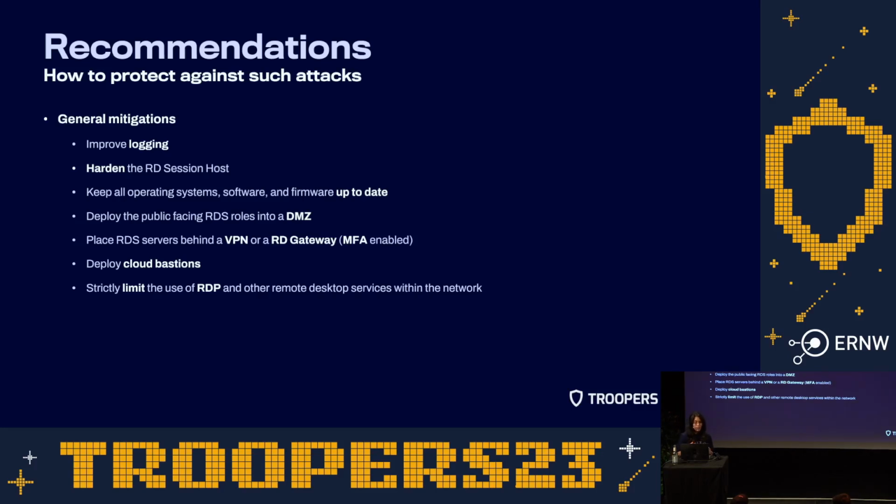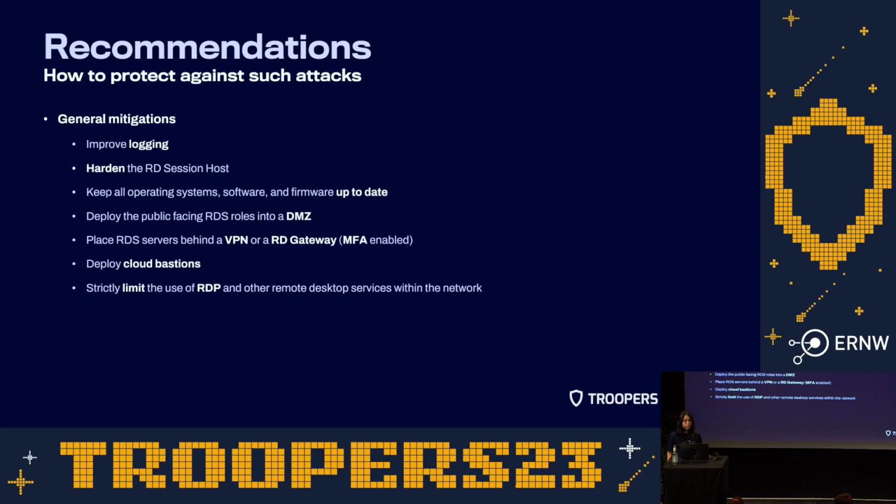Then, if we have in an RDS environment those public-facing roles, they need to be put in the DMZ to limit the servers that can be exposed and limit the connections between those two firewalls. Then if we have our RDS servers, they need to be placed either under a VPN or the RD gateway, and MFA needs to be enabled there, so we can prevent dictionary attacks and protect against any leaked credentials as well.